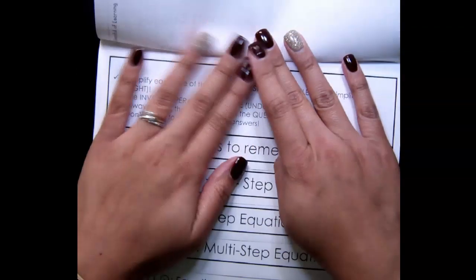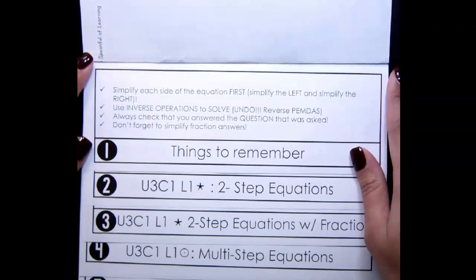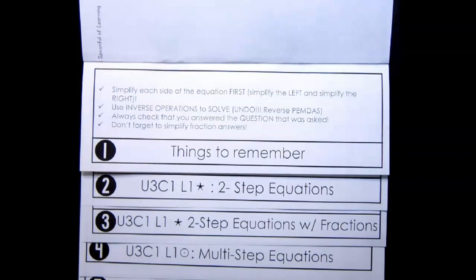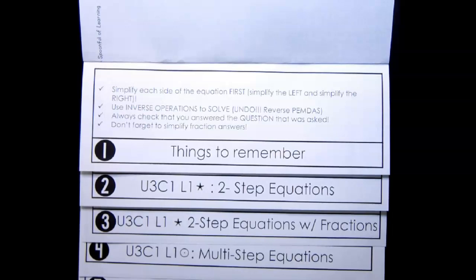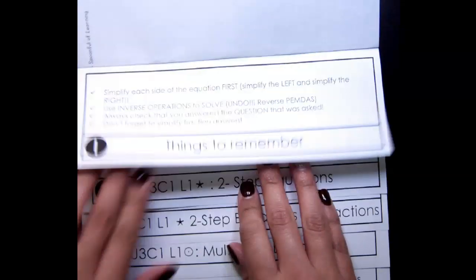So, a couple of things to remember first. Simplify each side of the equation first, so the left and the right side. We're going to be using inverse operations to solve, or we're going to be undoing addition, subtraction, multiplication, and division by doing backwards PEMDAS or reverse PEMDAS. We're going to check that we answered the question, so we're going to make sure we're solving for the correct thing. And we need to make sure that we always simplify our fractions.